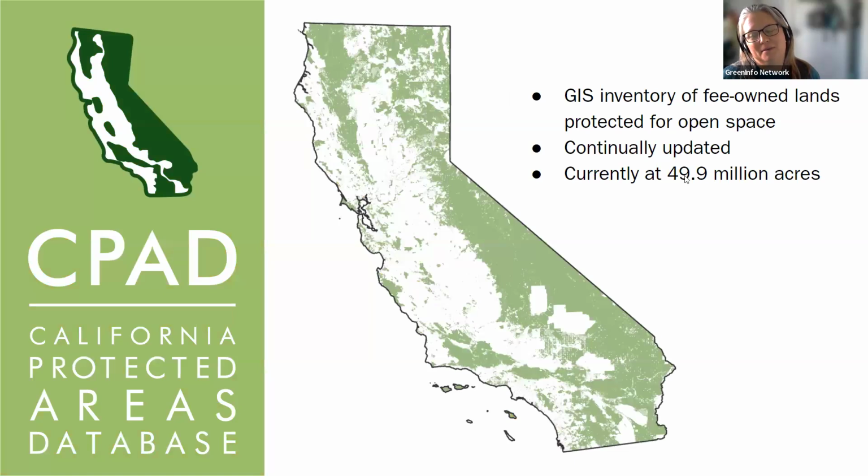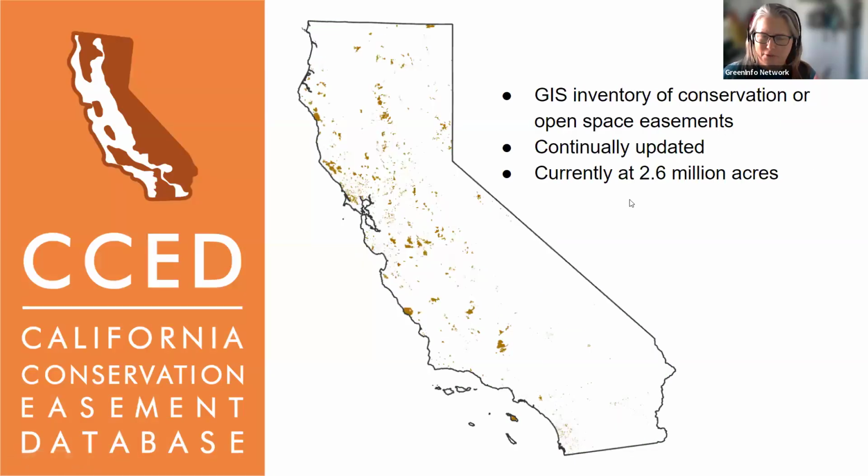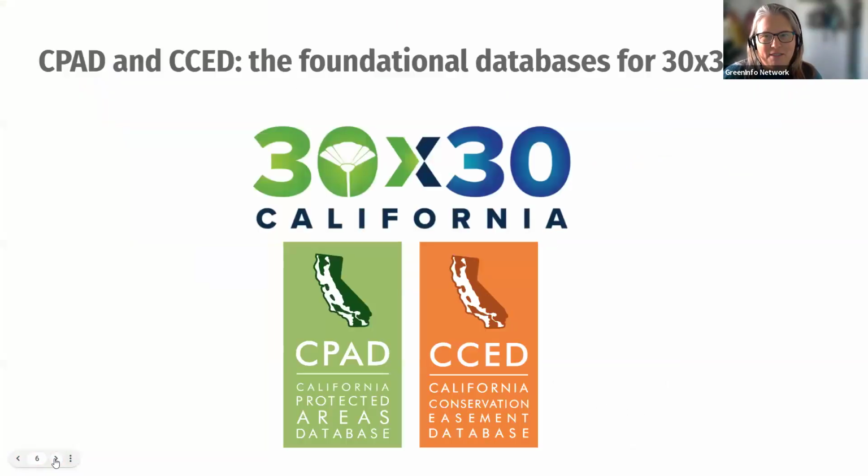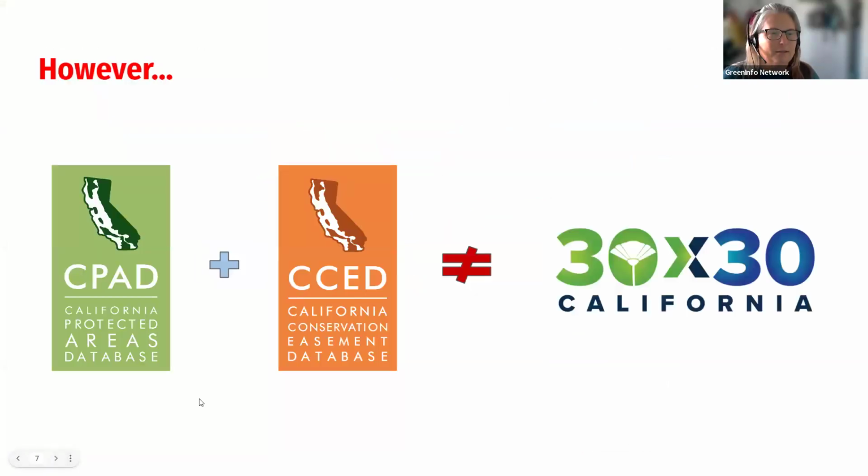Yes. So this here is 4.9, and then you can add in also this 2.6. So like, wait, we're already over 30. What are we talking about? But the difference is that these are foundational databases, but it is not adding the two together. And the reason for that is that CPAD and CCED, as I noted, came into existence 20 to 25 years ago, and they were meant to be much broader. And so we are tracking things for multiple users across the state with a variety of objectives and goals.